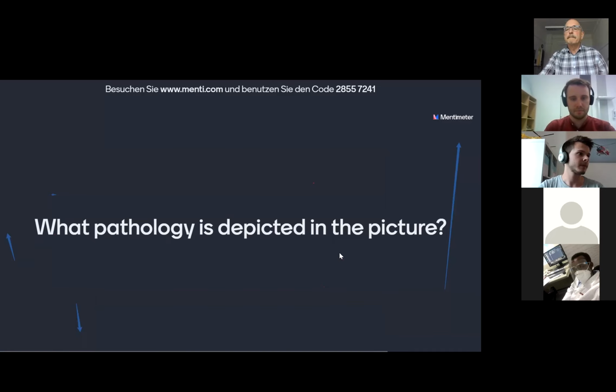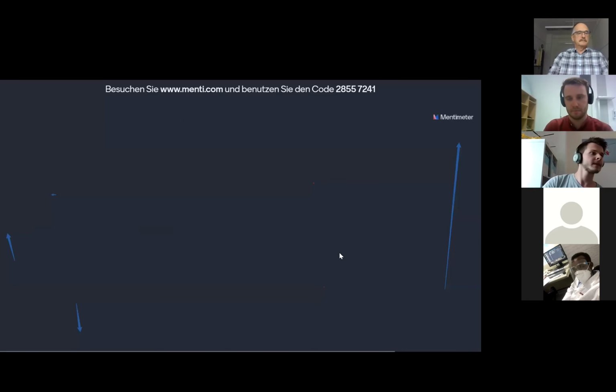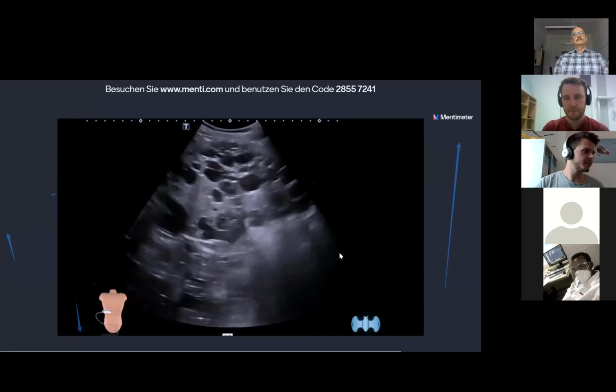Okay. So the next question is, what pathology is depicted in the following picture? So this is the picture. You're also here in the liver region. This is your ultrasound machine here, and you have to look at the liver. And you see here something different. What can this be?